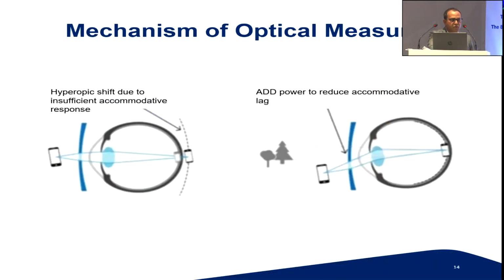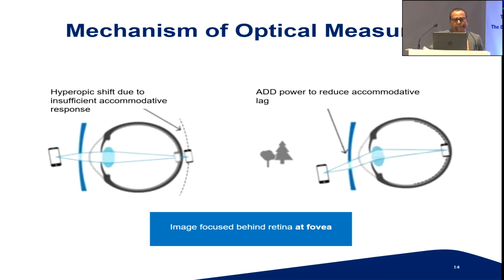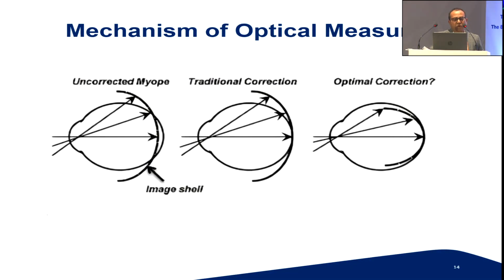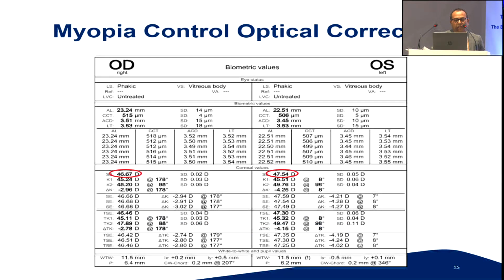So coming to the optical measures, there are 2 hypotheses for how they work. One is accommodative lag, and another is peripheral hyperopic defocus. Dr. Rohit has already explained all this, so I will skip these slides. When we look at the biometry and see the corneal curvature like that, we will go directly to the optical defocus lenses. They will work much better compared to the other interventions we have.